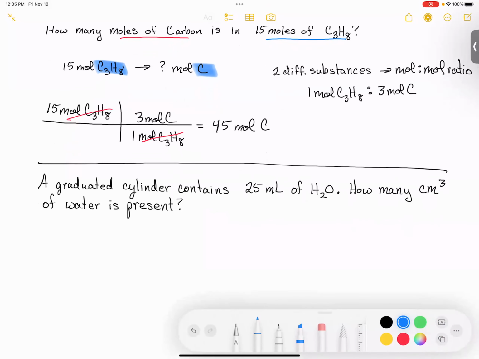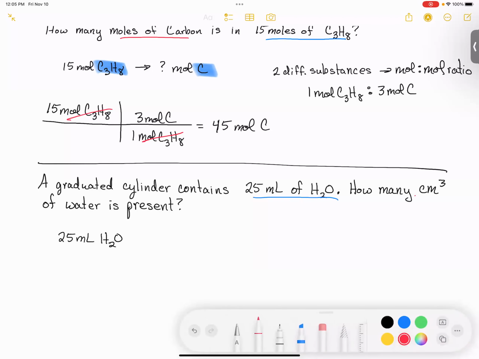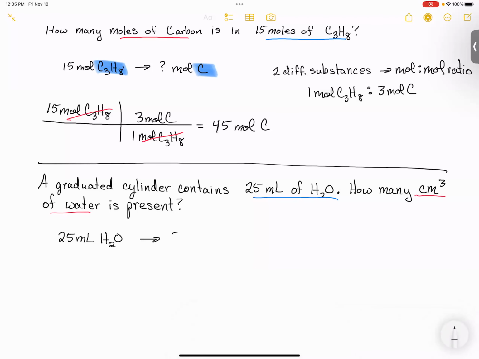I identify what I was given. I was given 25 milliliters of water. I identify what I want. I want centimeters cubed of water. So it's the same substance, so I don't have a mole to mole conversion factor needed there. But the units are different. Do the terms have anything in common? Milliliters and centimeters cubed? No.